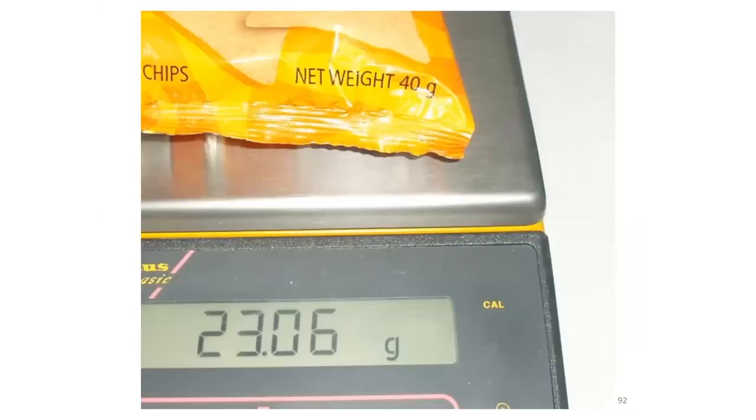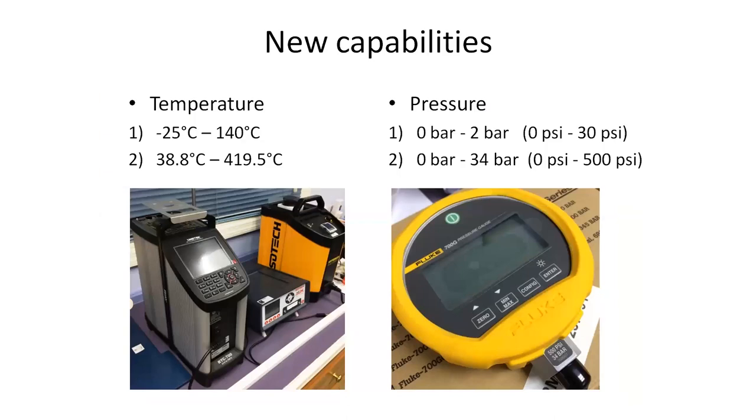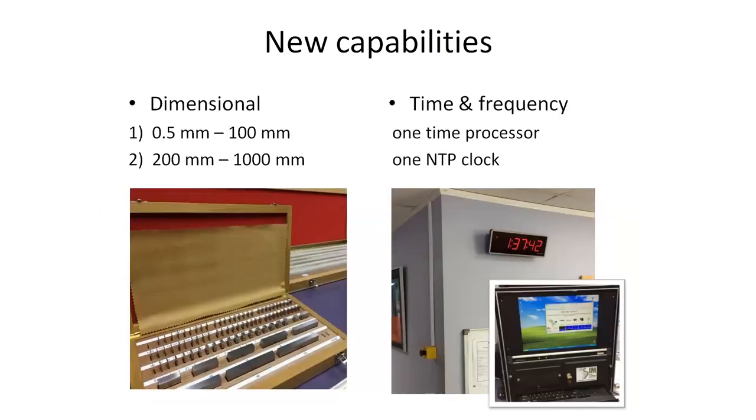That's an example of a prepackaged item which says 40 grams, as an exercise that was done at a store. Again, based on a complaint from the public, we went to some store. We took some samples of flour, rice, and sugar, and they all came up short. That has since been rectified. In new capabilities, we now have the capability of offering temperature and also mass.